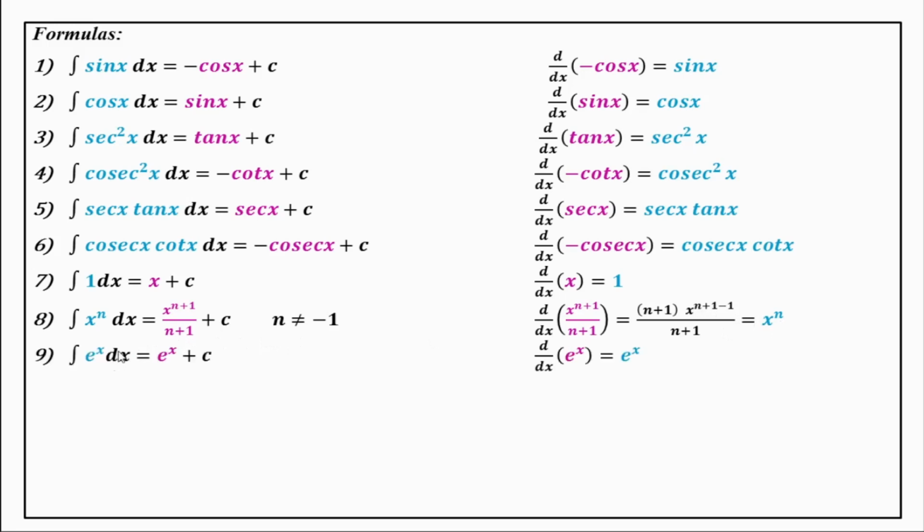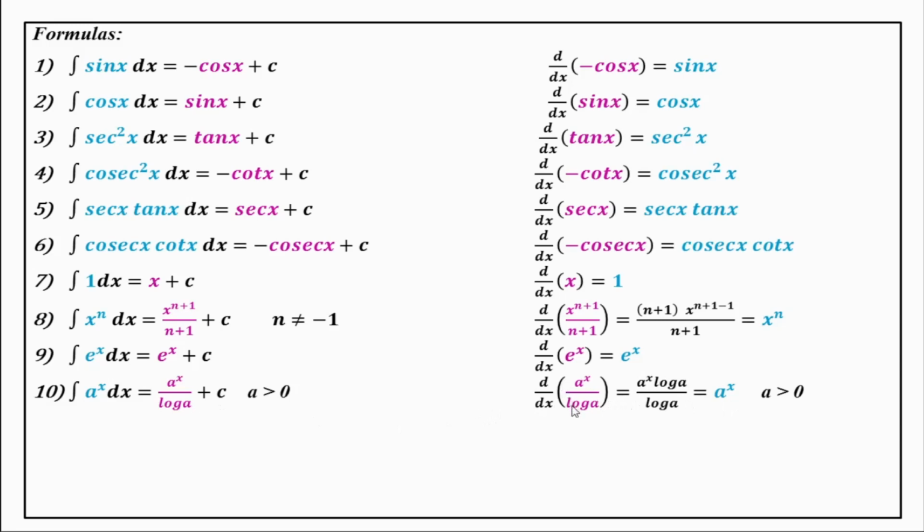Integration of e to power of x is e to power of x because differentiation of e to power of x is the same e to power of x. And integration of a to power of x is a to power of x by log a. Here the condition is a should be greater than 0 always because log of negative values and log of 0 are not defined.